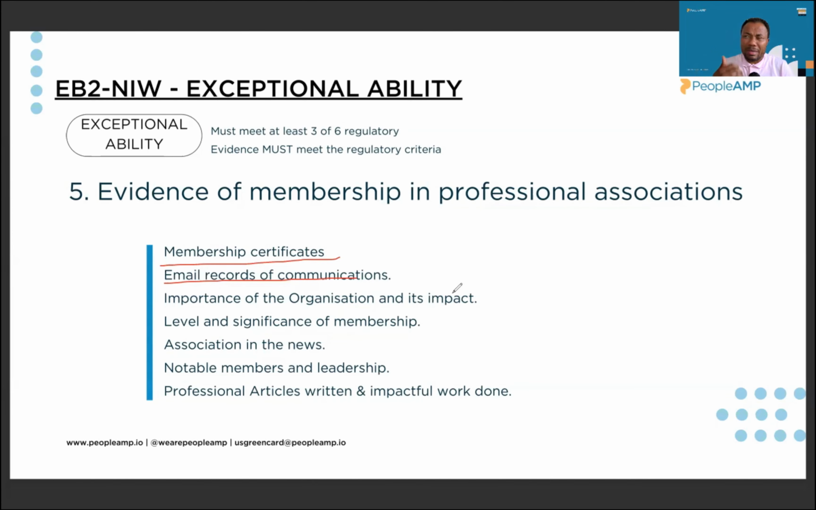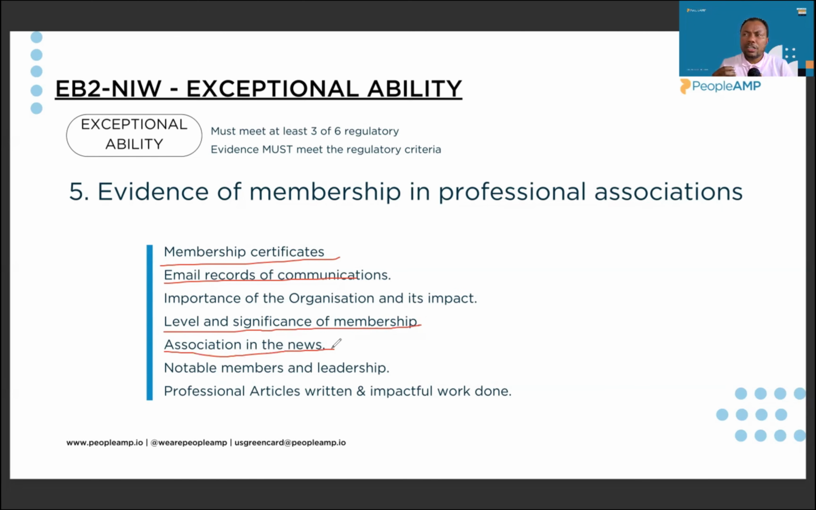So you need to write about the importance of the organization and their impact over time. Possibly spend time to talk about the level of membership that they have and where you stand in that level of membership and the significance of being a member at that level in that organization. Now, I always prefer to look for some news about the association, create a PDF of that file, and add it to your evidence to talk about who this organization is all about and what they are doing.